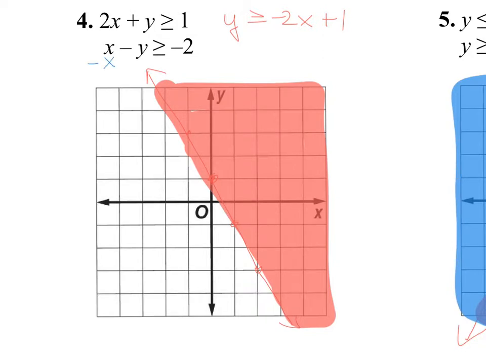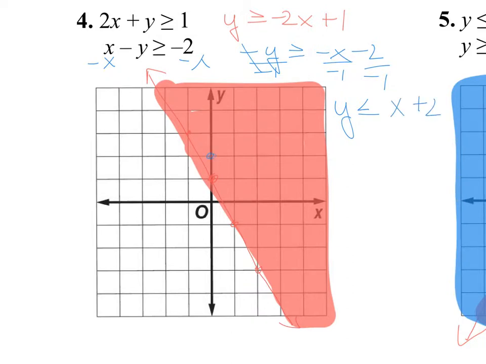So when I do that, I'm going to get -y is greater than or equal to -x minus 2. And then I'm going to have to divide everything by -1. Now when I do that, did you flip your sign? Your sign should have flipped. You would get y is less than or equal to x plus 2.